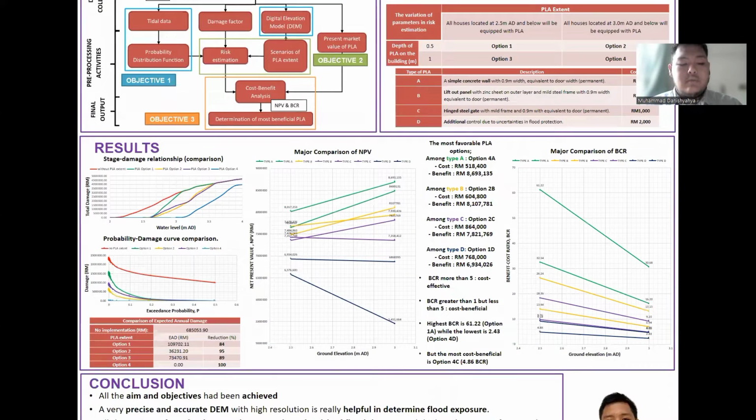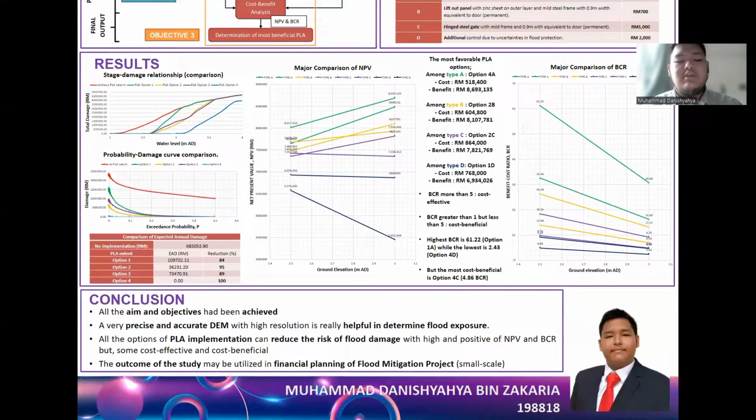For the result, the stage damage relationship shown here compares the reduction of damage under the different scenarios of PLA, where option 4 shows the highest reduction among the different scenarios of implementation. The stage damage relationship is developed to show the damage in inventory form due to the increment of flood stages or water level before and after the PLA implementation.